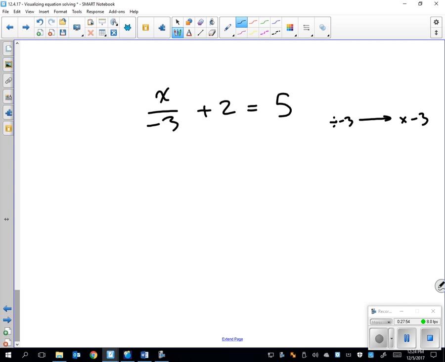What else is going on here? Lane, what else is happening on this side other than the division by negative 3? X over negative 3 is being added by 2. There's an added 2 on that side that I'm going to have to make go away. I'm going to subtract 2 on both sides. Which one am I going to do first? George? Oh, the addition. I'm going to undo the addition first. Okay, I'm going to subtract 2 on both sides.